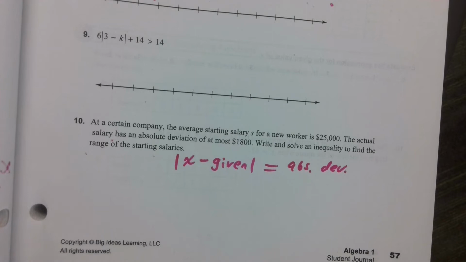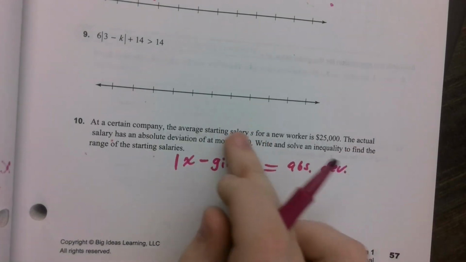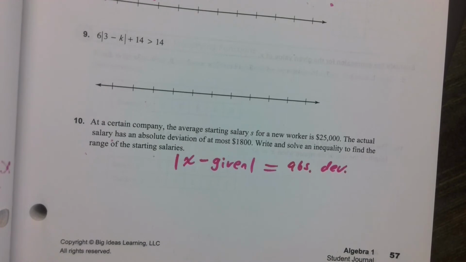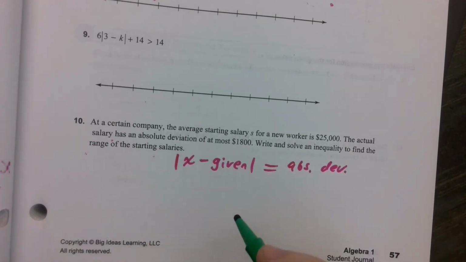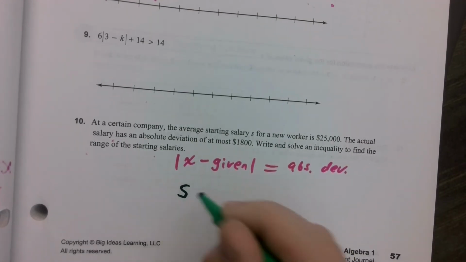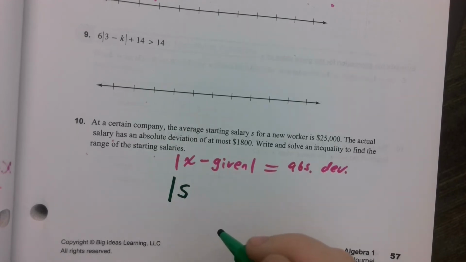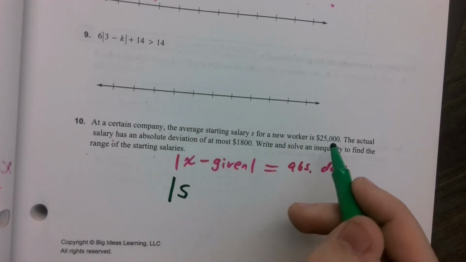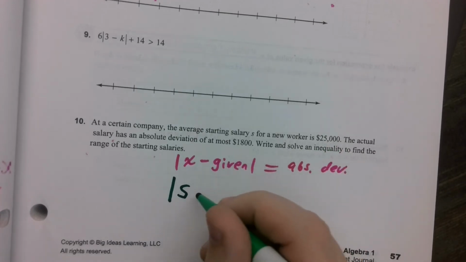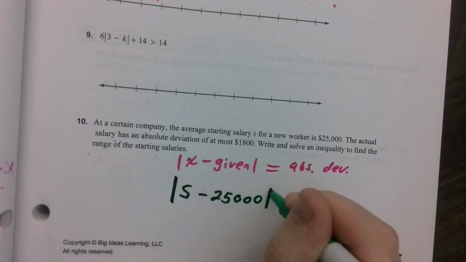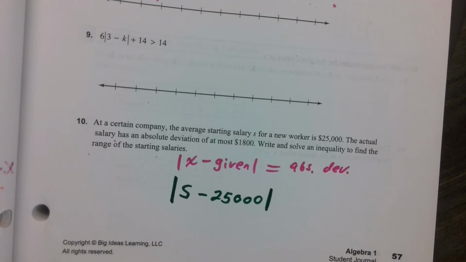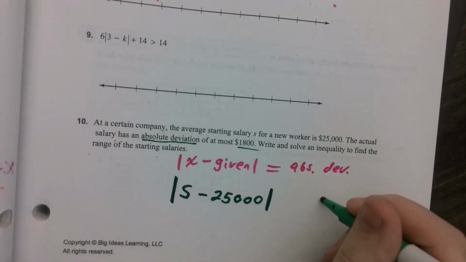So, in this problem, let's start thinking. Our average starting salary is S. That's how much we're starting at. And from that, we can assumedly add or subtract a certain amount of money. So S is our variable. Well, it's our given. The typical salary is our given, $25,000. So what we end up with is the absolute value of S minus 25,000. It tells us that our absolute deviation is at most $1,800.